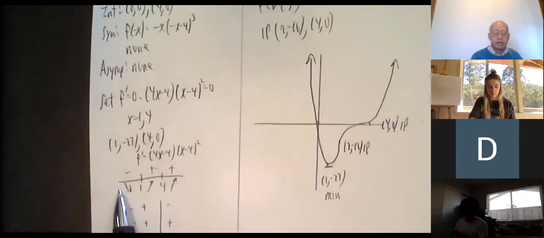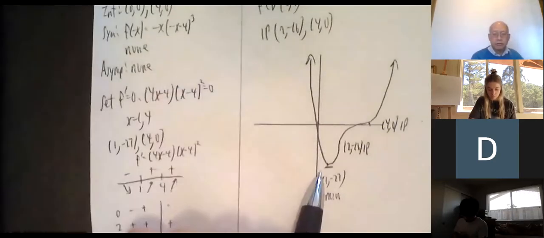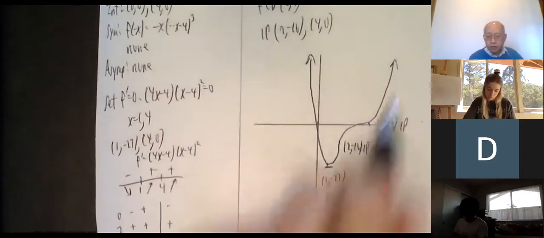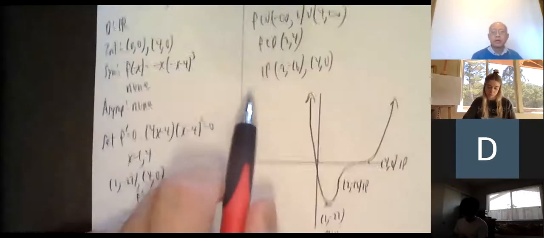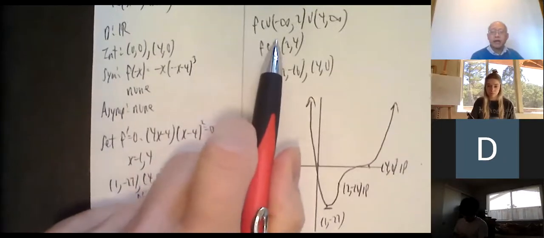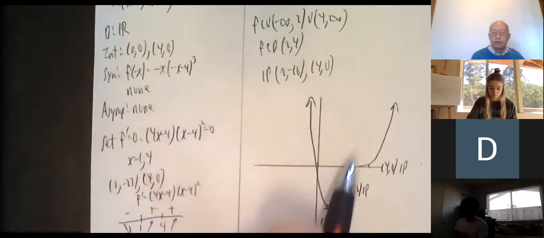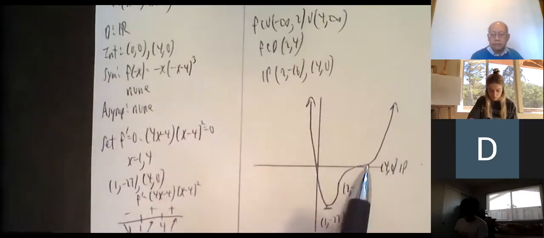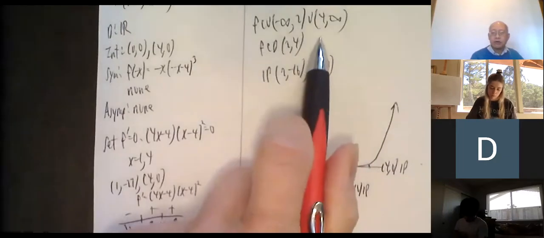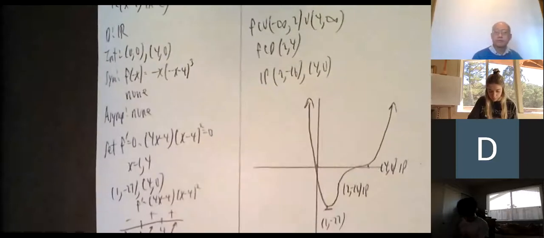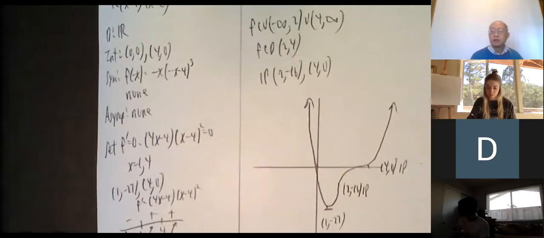Okay, let's look at increasing, decreasing. Goes down, up to 1, then from 1 to 4, increasing, and 4 to infinity, increasing. Concave up from negative infinity to 2, so U-shape. 2 to 4, upside down U-shape. And then 4 to infinity, back to being U-shaped. So there's the whole graph. So you can see these curve sketches are quite involved. There's a lot of stuff going on with these problems.